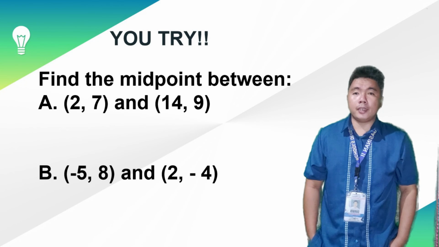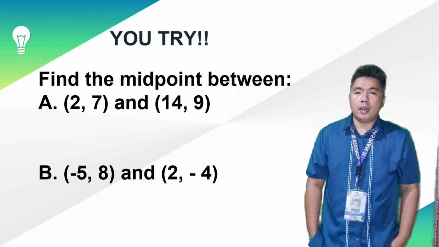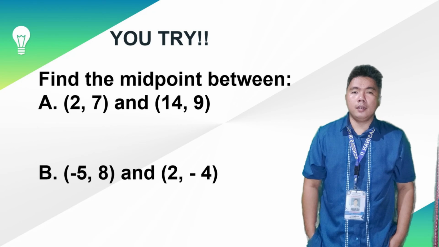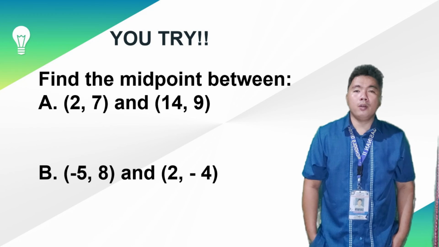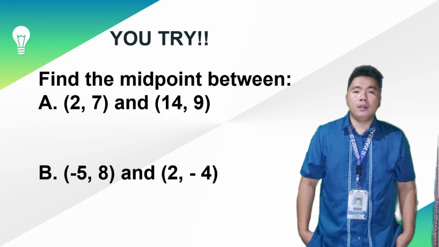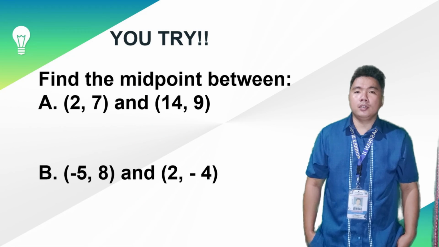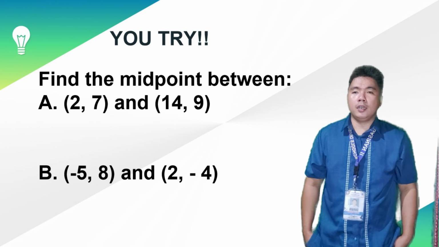And for your exercise, I will be leaving 2 items for you to find their midpoint. For A, we'll have the coordinates 2, 7 and 4, 9. And for B, we have the coordinates negative 5, 8 and 2 and negative 4.